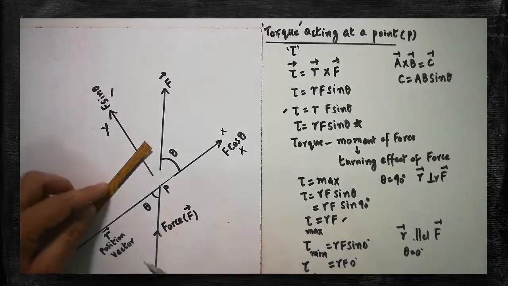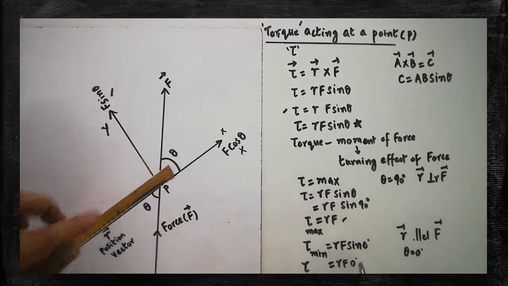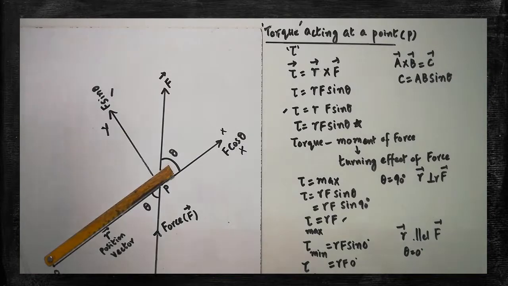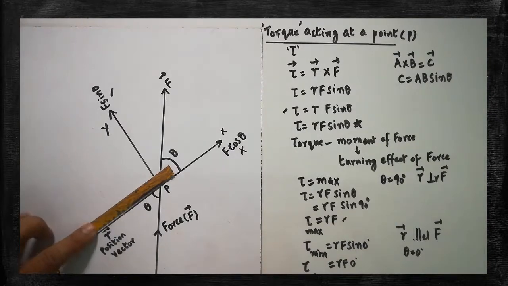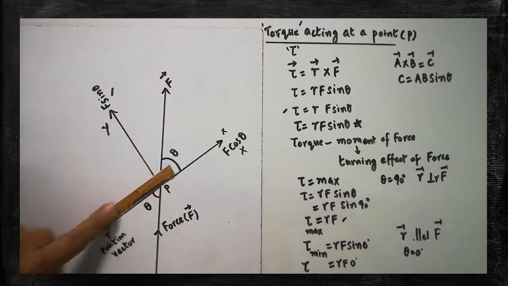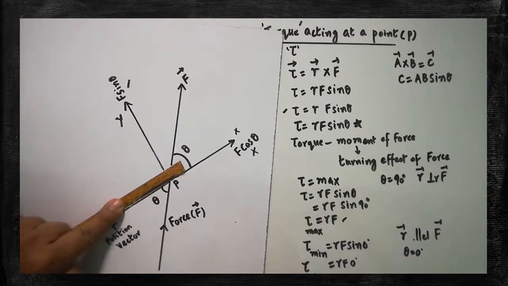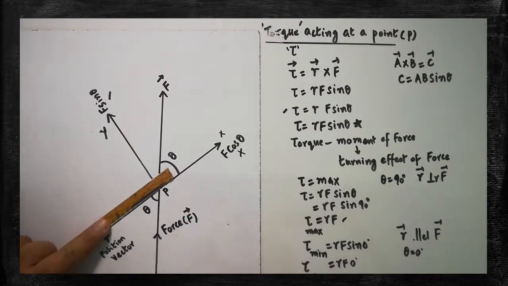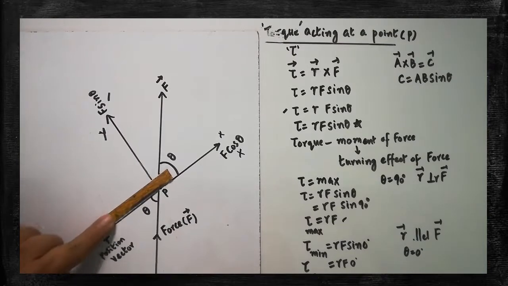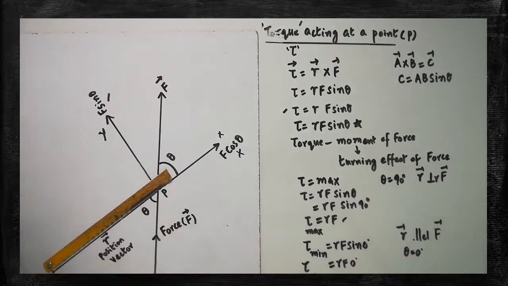So let's see the second case. R and F are both parallel to one another. I am applying the force in this direction. If you apply the force in this direction, there won't be any torque at all. R is already acting in this direction, F is acting in this direction. When F is acting in this direction, there is no turning effect, there is no torque at all. So torque value will be equal to 0.